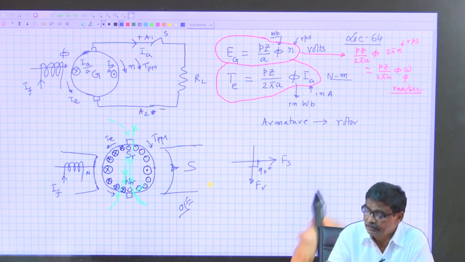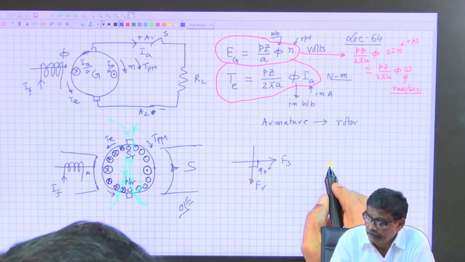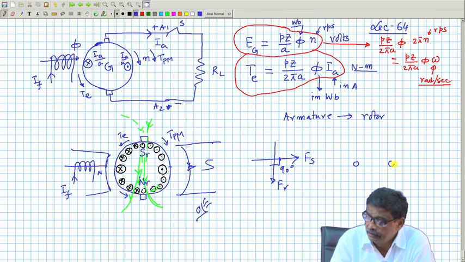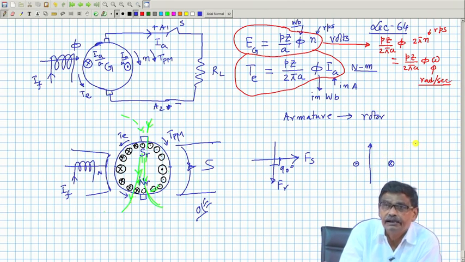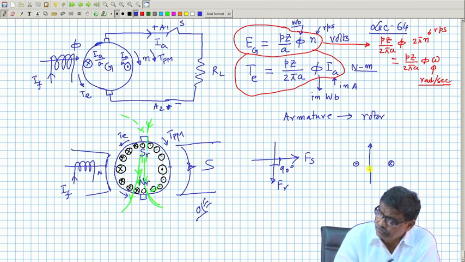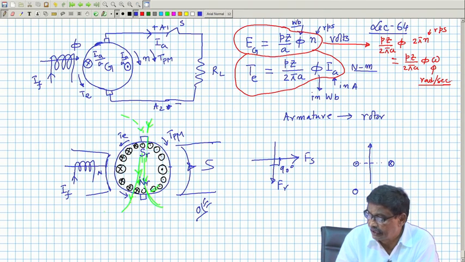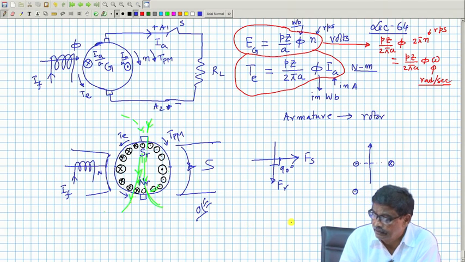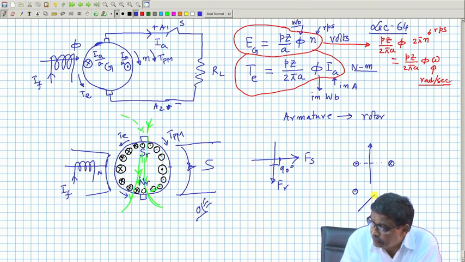What do I mean by this? Suppose you have a coil, it is carrying a current cross and dot, it will produce a field here. A rectangular coil will produce a field here. Suppose you say that I will move this coil by a certain angle carrying the same current, then the field it will create will also move by that same angle, is it not?